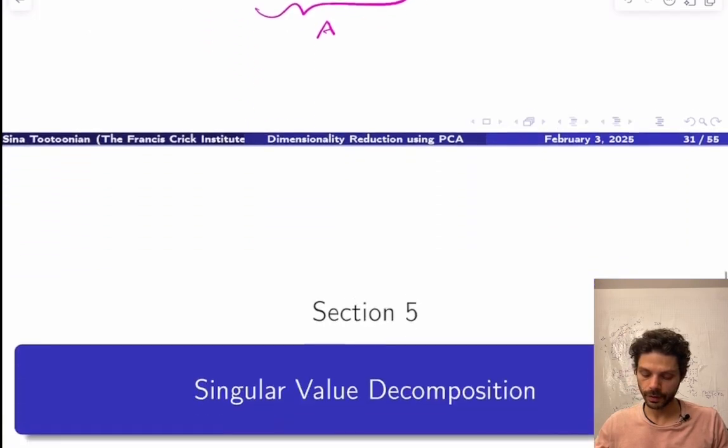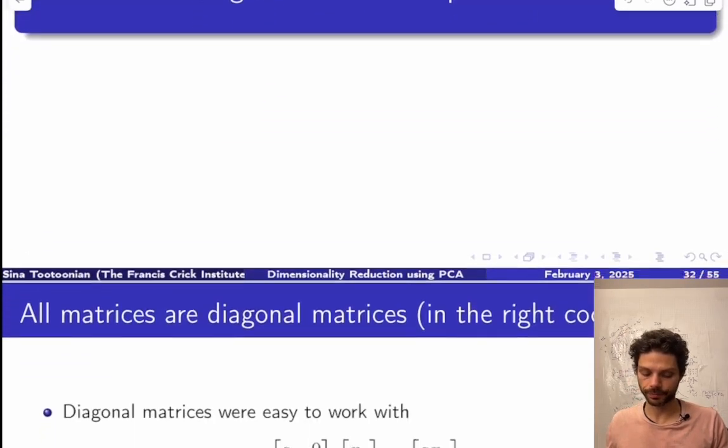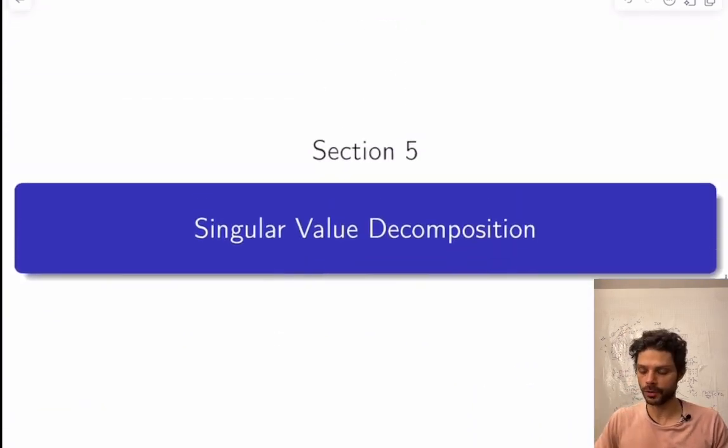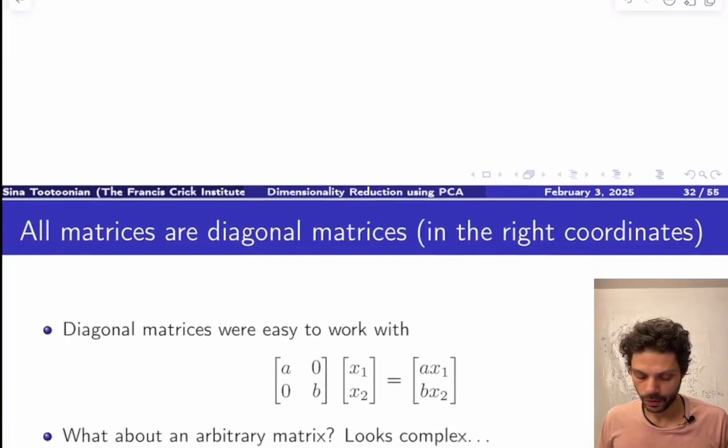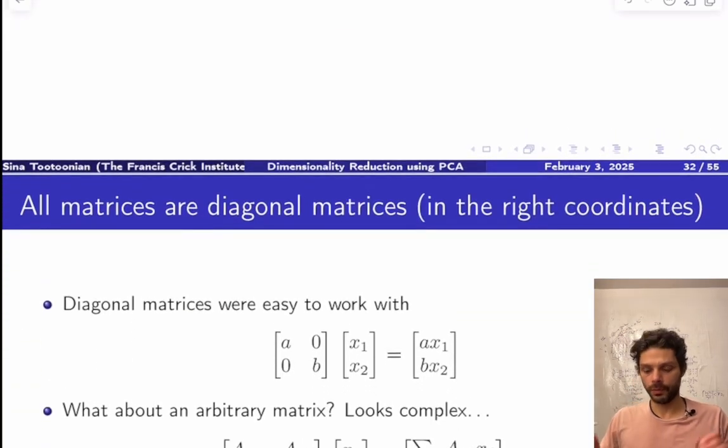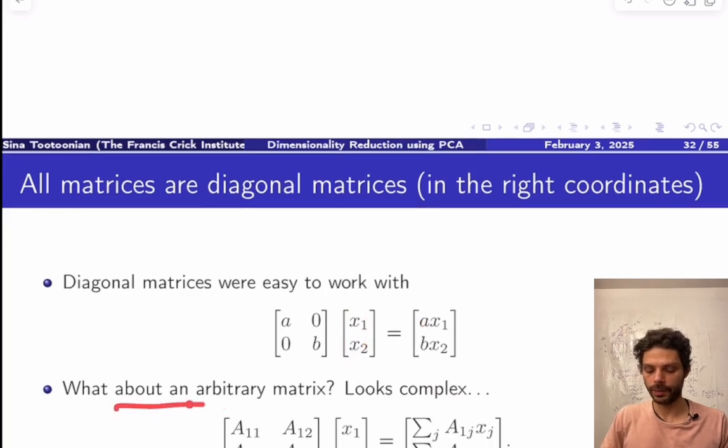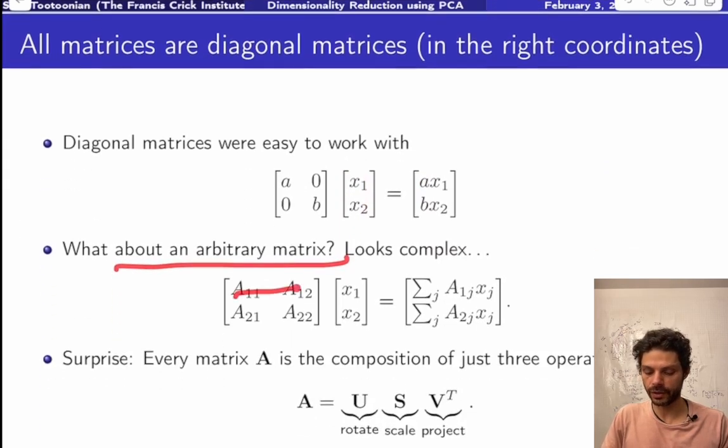Well, so it turns out now we see singular value decomposition. Before we get to that, we found that diagonal matrices were actually quite easy to work with. Right? All they did was take the elements, multiply the top, multiply the bottom. But what about an arbitrary matrix? It looks quite complicated. Like we have to do this complicated sum.